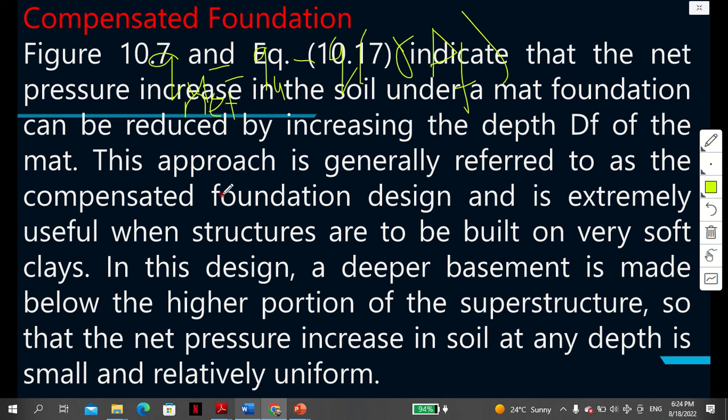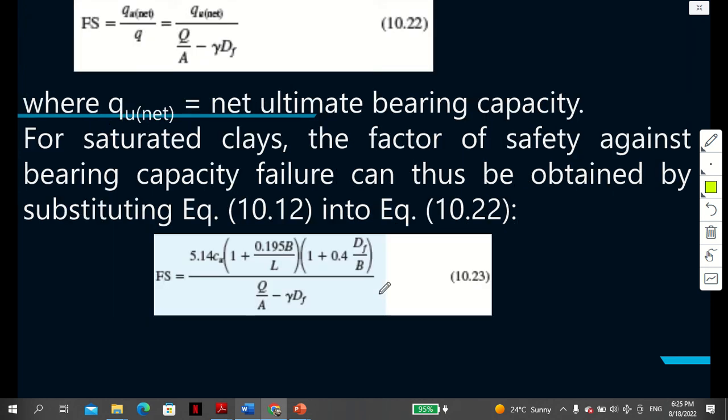So this approach is generally referred to as the compensated foundation design and is extremely useful when structures are to be built on very soft clays. In this design, a deeper basement is made below the higher portion of the superstructure so that the pressure increase in soil at any depth is small and relatively uniform. So the same idea, but we rearrange.